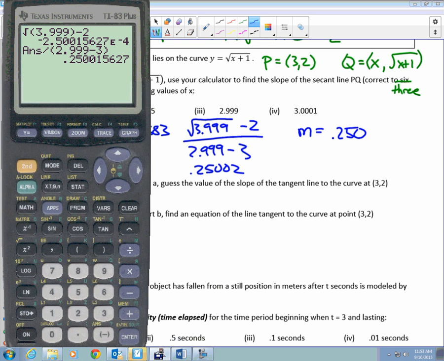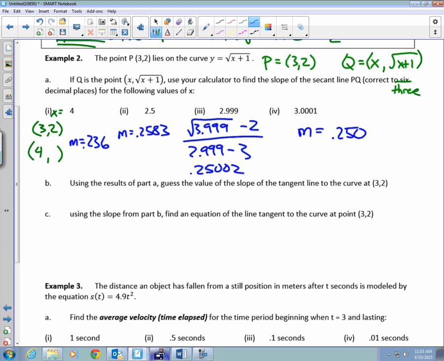Okay? So, if you look at this, it says, using the results of part A, guess the value of the slope of the line tangent to the curve at 3, 2. What do you guess is the slope? Look at our values. 0.236, 0.2583, 0.25002, 0.250. What do you think the slope is? 1/4, sure. Yep, great guess. That's what we're going to use. You can see that 4 is not all that close to the curve at 3. 2.999 and 3.0001, those are very, very close.